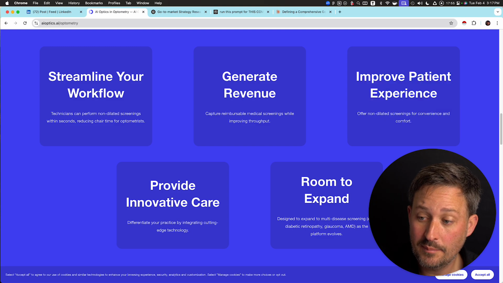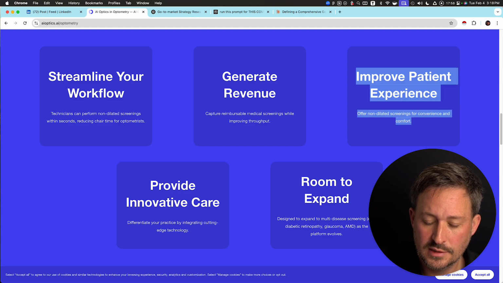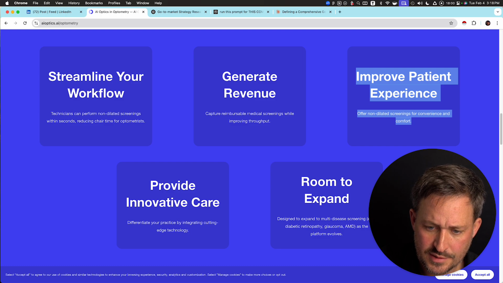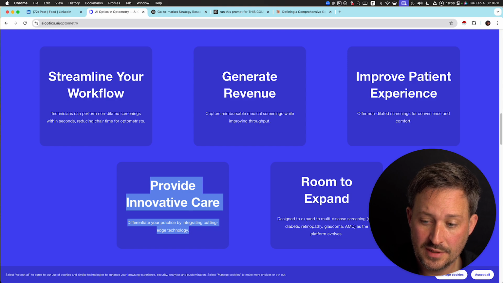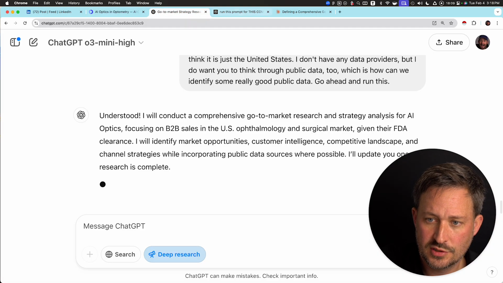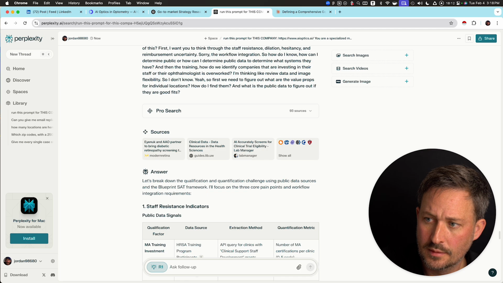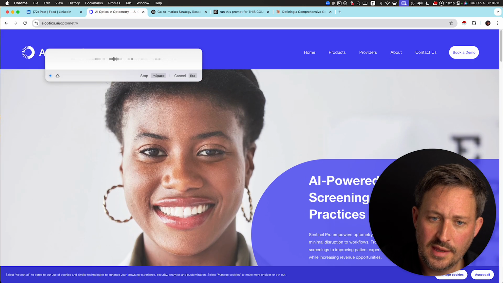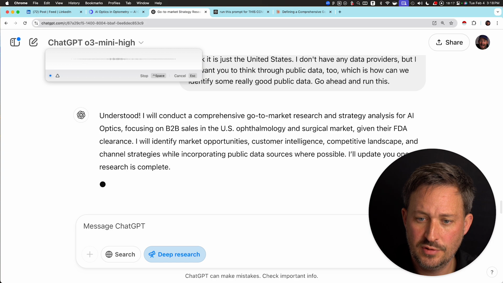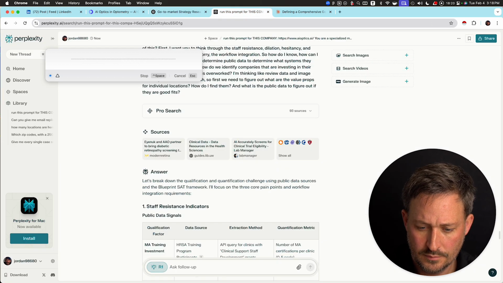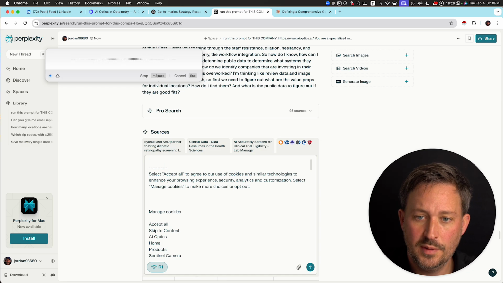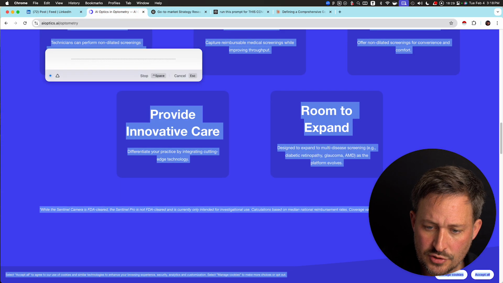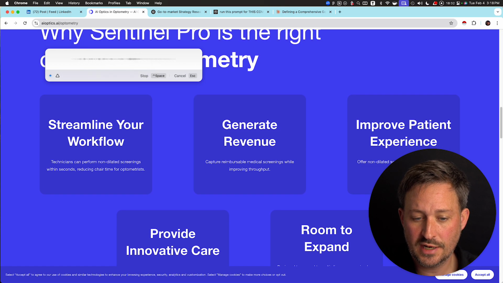Patient experience. So we could look at people talking about how the dilation experience was awful. So where do people complain about the dilation experience? This is like, how do you identify companies that are public? So let's talk while we do this. For the AI optics and optometry, I'm going to paste you the full website, and I wanted to give you some other examples, so I'm hoping you can redo this with my thought process here. One of them is streamline your workflow. Technicians can perform non-dilated screenings within seconds, reducing chair time for optometrists.